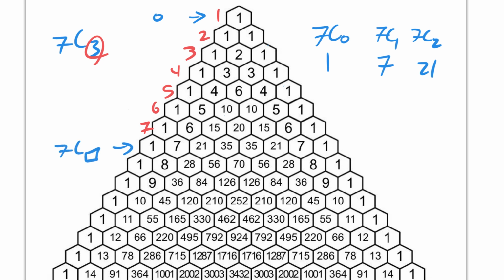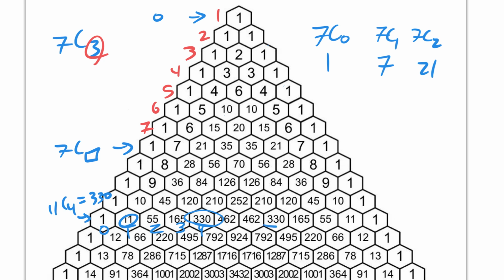And this works with any row. So down here, if you look, this is the row that has an 11 in it. So this should be the 11C something row. And maybe we wanted to find the 330. So this would be 0, 1, 2, 3, 4. So I think 11C4 is equal to 330. Let's check that on the calculator. 11C4. Yep, 330 for sure.